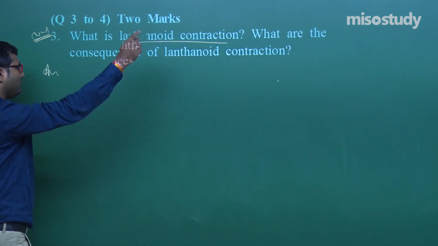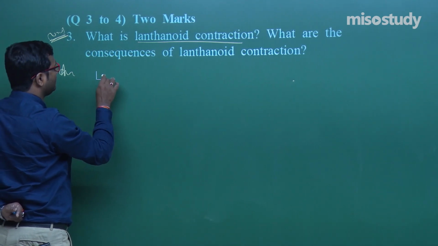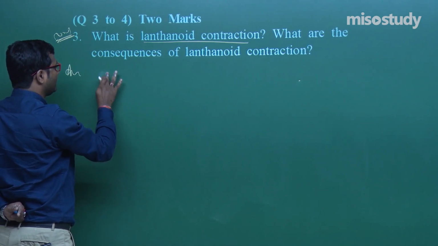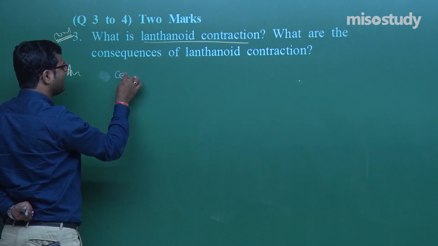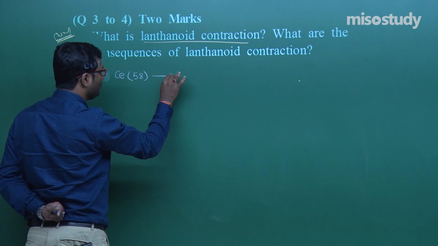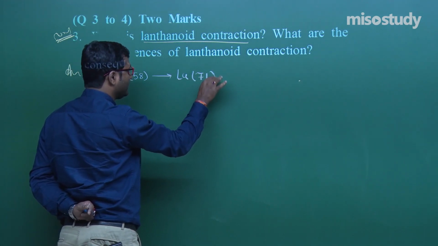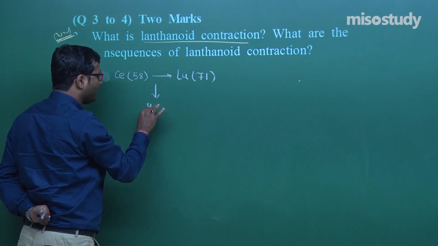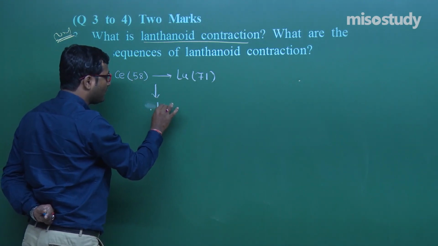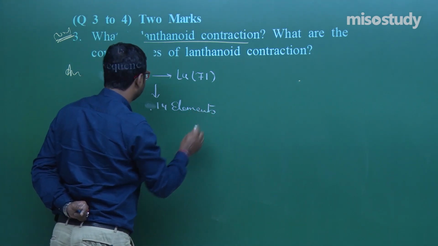As we know, if I talk about the atomic numbers, lanthanum, that is lanthanide, cerium 58 to lutetium 71, that is a total of 14 elements. Clear, my friend?